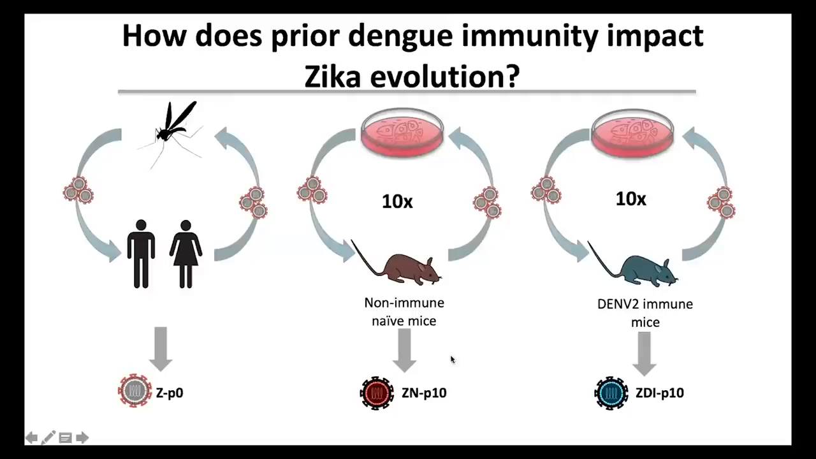We isolated these two different, what we call mouse-adapted Zika strains. This Zika naive P10 was passaged only in these non-immune naive animals. And Zika dengue immune P10 means this is the virus that we isolated after passaging alternately between these mosquito cells and these dengue immune animals.